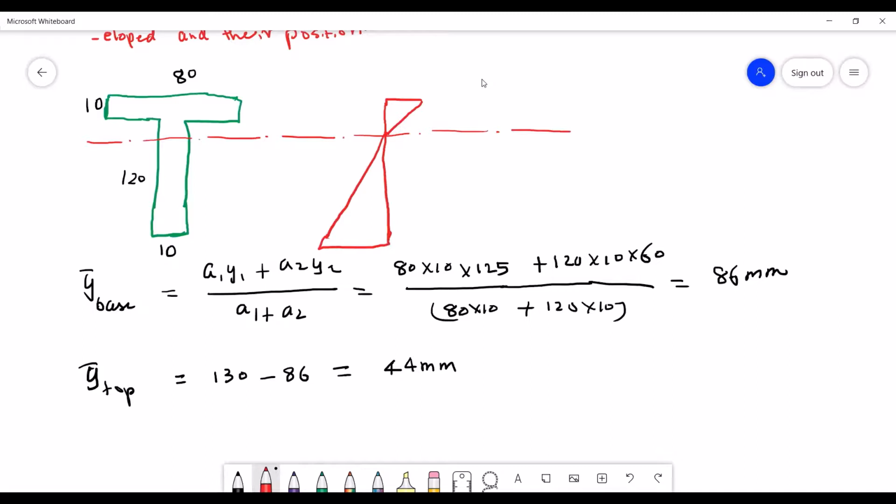So we have got this YT as, sorry, here this is a cantilever beam. So this will be YC. YC is equal to 86. YC is from here to here. And this is our YT, that we have found as 44 millimeter. This is 86 millimeter.